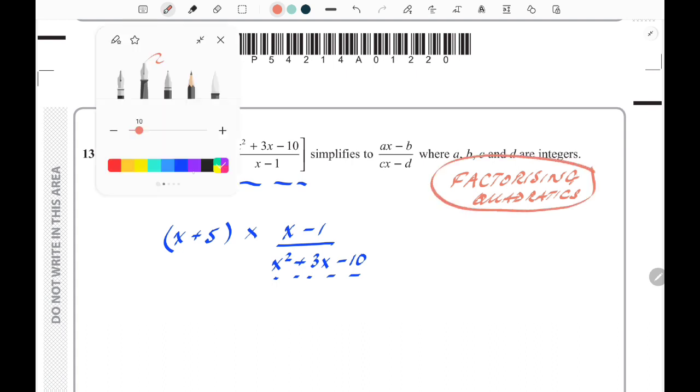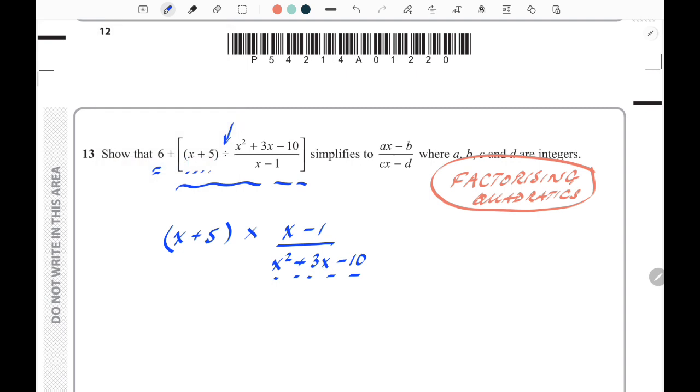So what we're going to do is take the x squared plus 3x minus 10 and factorize that into 2 terms. I need 2 numbers that add up to plus 3 and multiply to minus 10. The obvious ones are 5 and minus 2. So we have plus 5, minus 2.